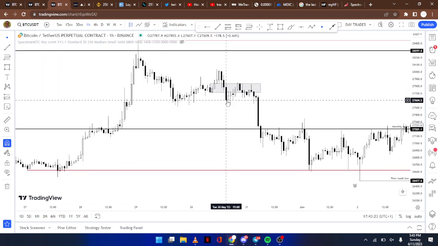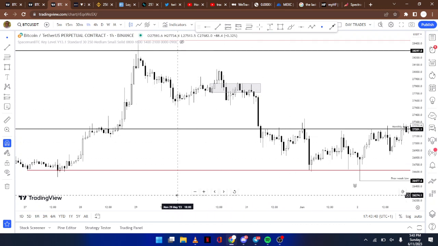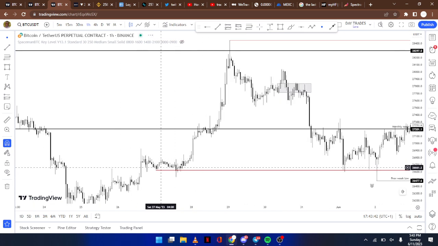Make sure that it always has to close below it for it to be valid. So breaking down out of the bullish order block and closing through it, and price came to retest before continuation to the downside. So see how it failed to hold. Our bullish order block turned bearish breaker and price trading all the way down to our support area. This was the previous support.